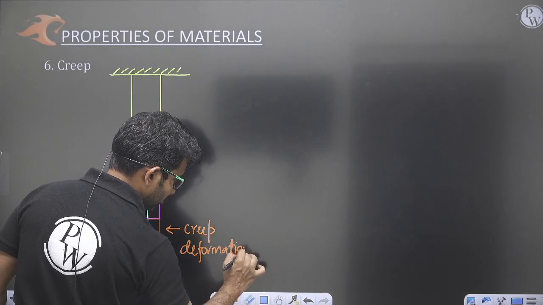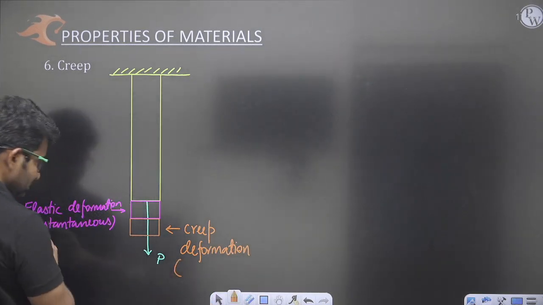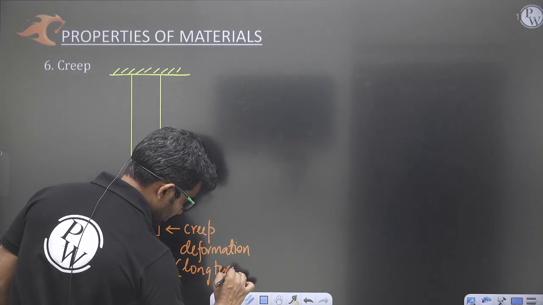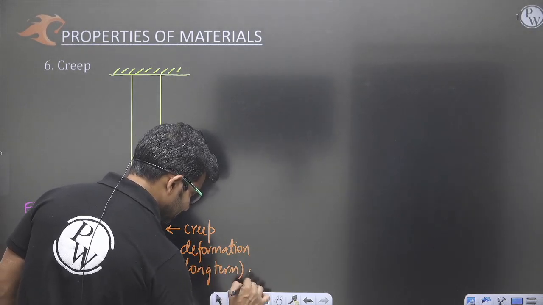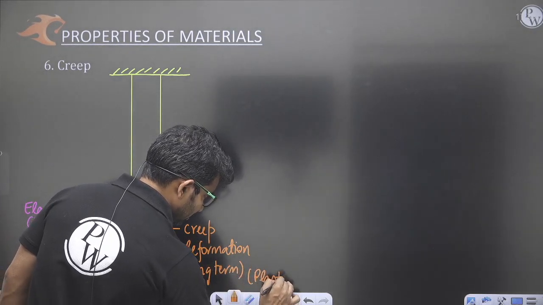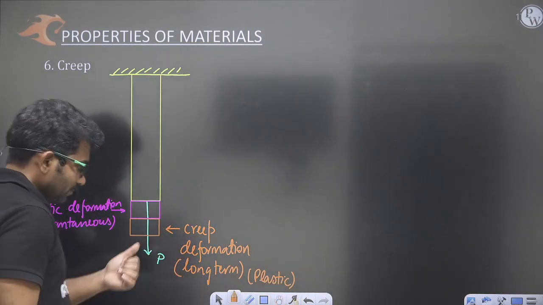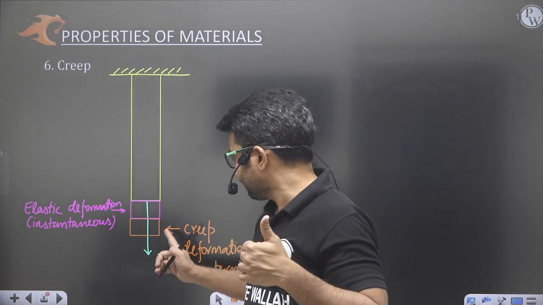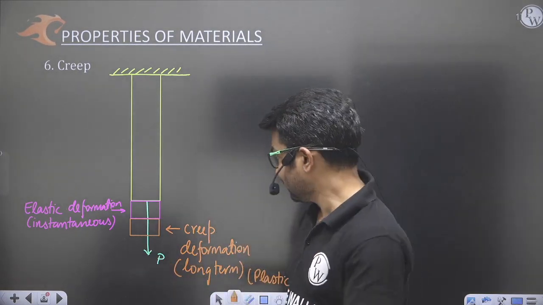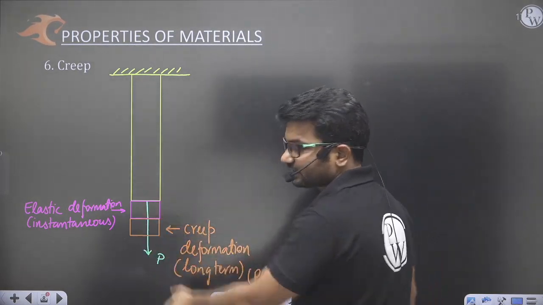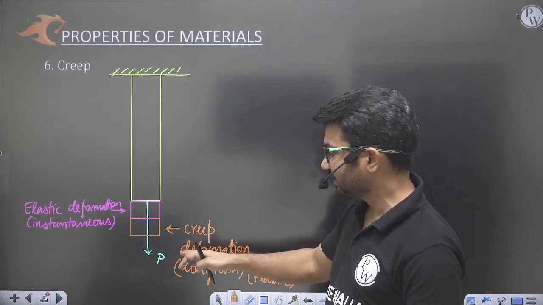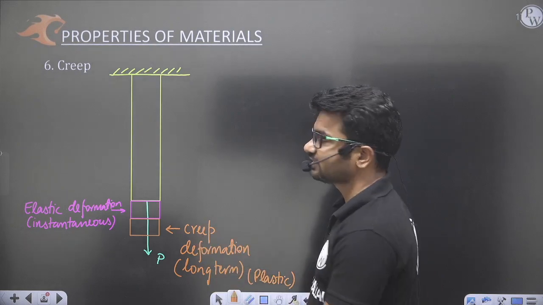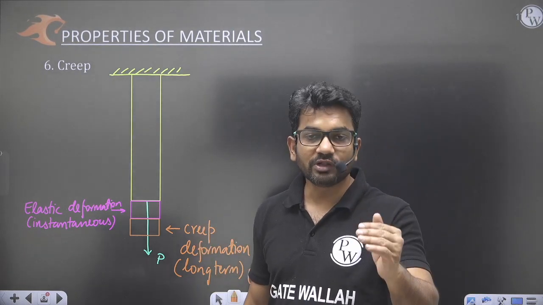Creep deformation: this is instantaneous, this is long term, and this deformation is plastic. This is plastic deformation. Okay, so the load is within the elastic limit, but with the long-term effect of the load, we are seeing some additional, some extra deformation has occurred in the material because of this long-term effect. So this deformation is called creep deformation, or simply we call it creep.